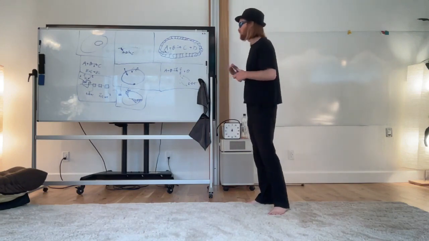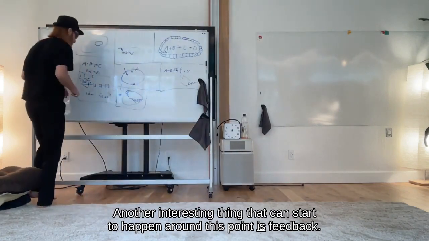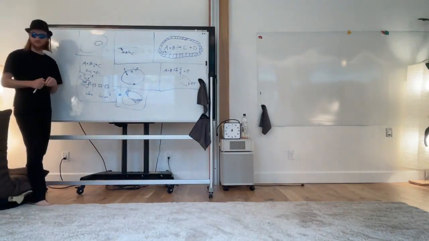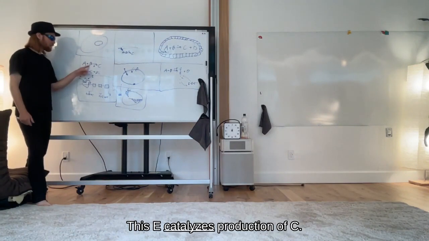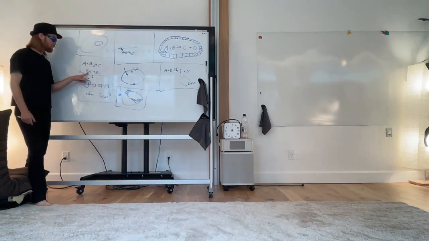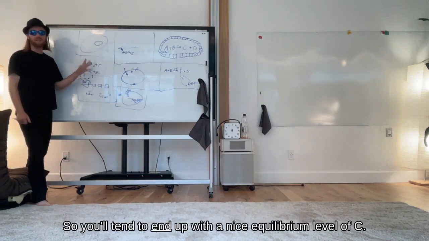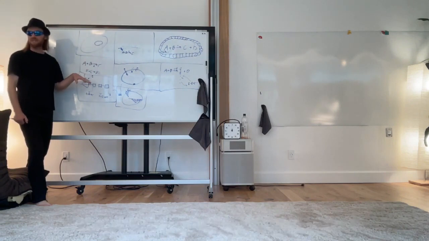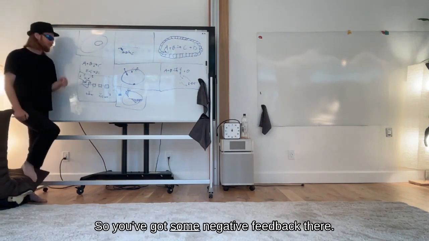Another interesting thing that can start to happen around this point is feedback. We've already got a little bit of feedback going on here, right? This E catalyzes production of C. C then binds to E, deactivating it. So you'll tend to end up with a nice equilibrium level of C. It's not just going to keep producing lots of C forever. So you've got some negative feedback there.